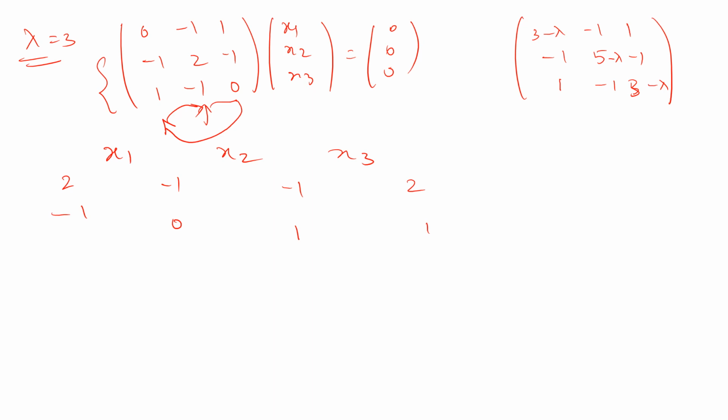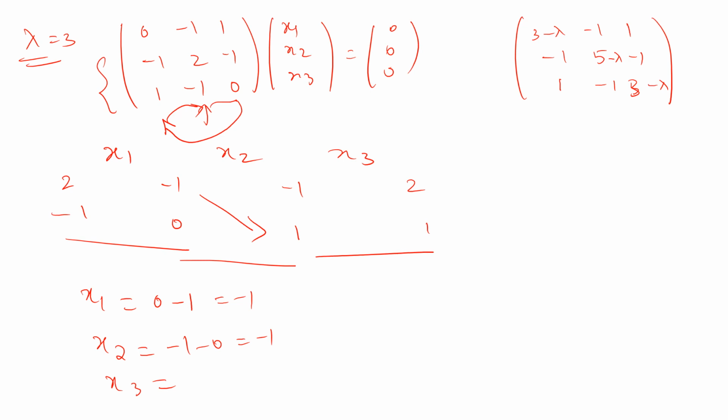It is like a rotation. So x1 is equal to the determinant of these two: 0 minus 1, which is minus 1. x2 is equal to the determinant of these two, so you will get minus 1 minus 1 minus 0, so minus 1. For x3, you should take the determinant of these two, so minus 1 and then minus 2, so it is minus 3.